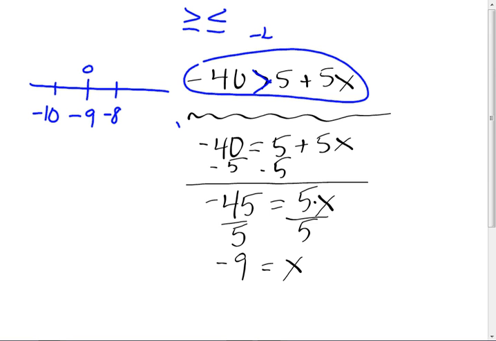Is negative 40 greater than 5 plus 5 times 0, which of course you know what that is, right? Is negative 40 bigger than 5? No. So guess what? I don't get to shade that side. I shade the other side. Did I worry about the fact that the inequality is in the wrong place? That the x is on the right? Did I worry about dividing by negative? No. I don't worry about any of those hard things. Just test. Just test. That's it.